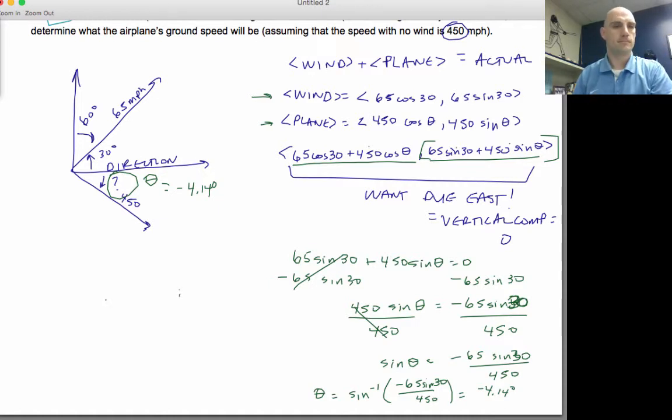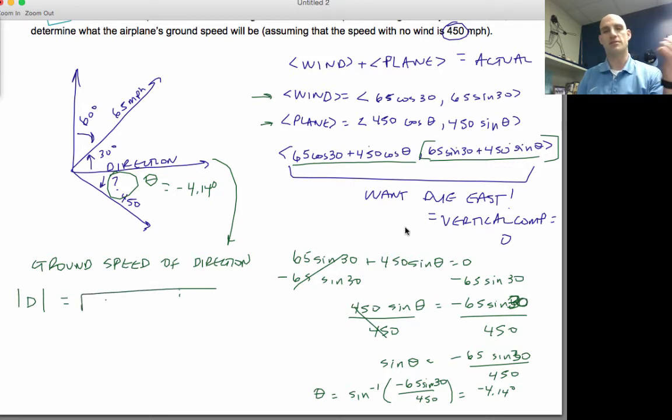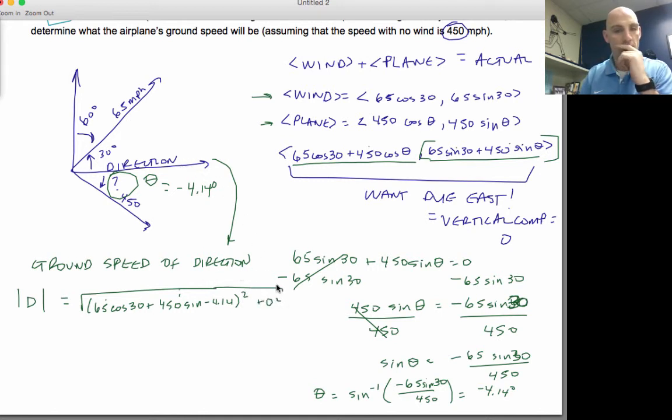Well, what does that mean? So what I need to find is the ground speed. When I get in the direction vector, this one here, right? And so what does that mean? That's going to mean the ground speed of the direction vector is the square root of, now think about this for a second. What's my vector? My vector is the sum of these two vectors, right? So the sum of these two vectors is 65 cosine 30 plus 450 sine negative 4.14, right? Squared plus 0 squared. Why 0 squared? Because it's due east, right? So it's due east, so that's 0 squared.